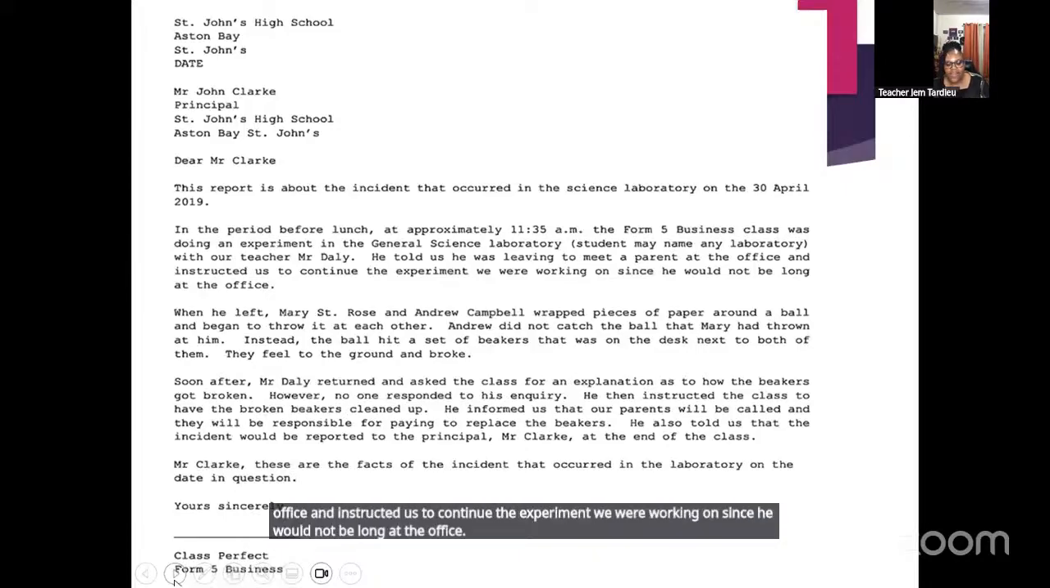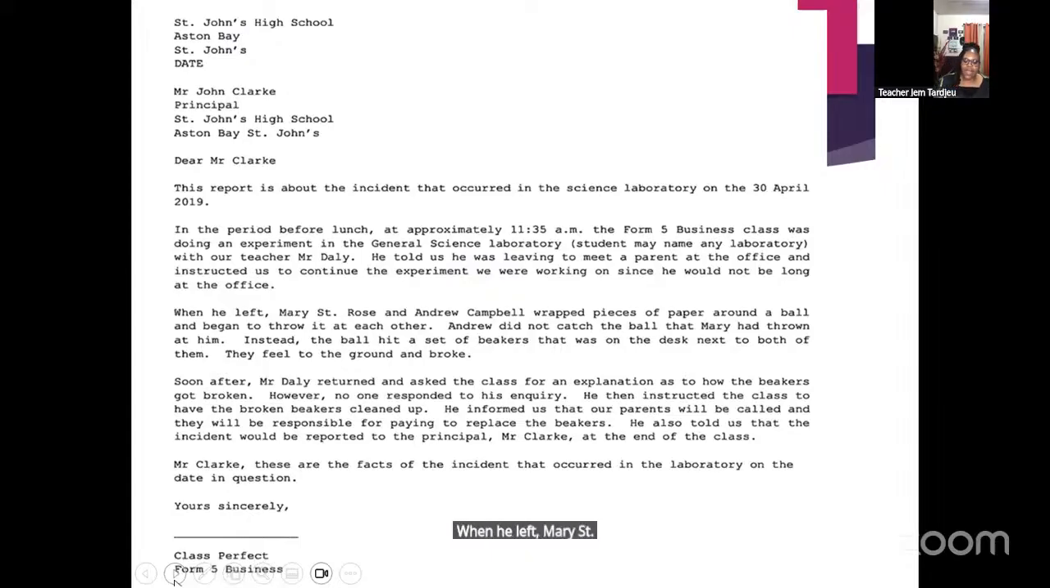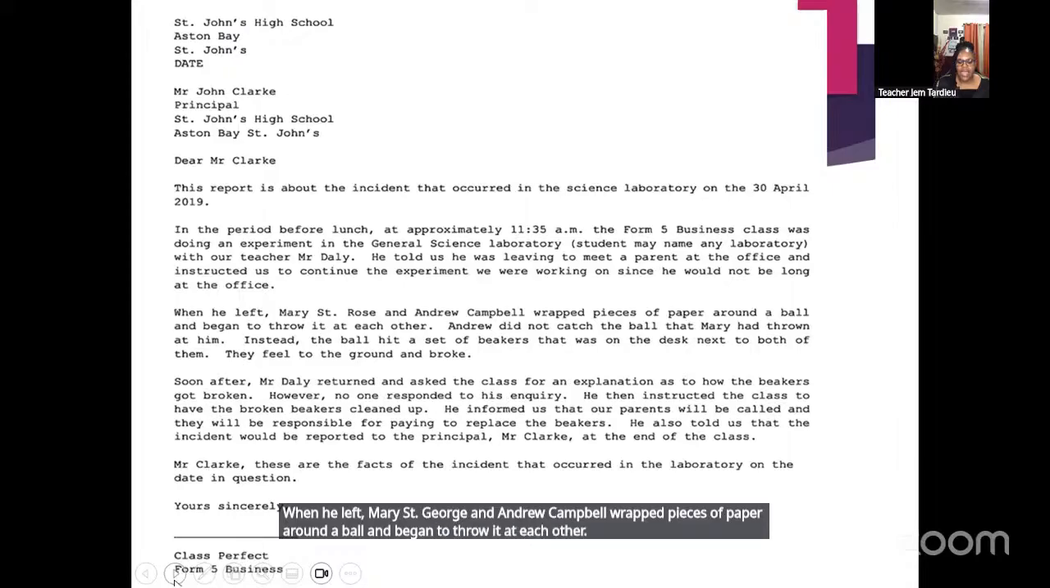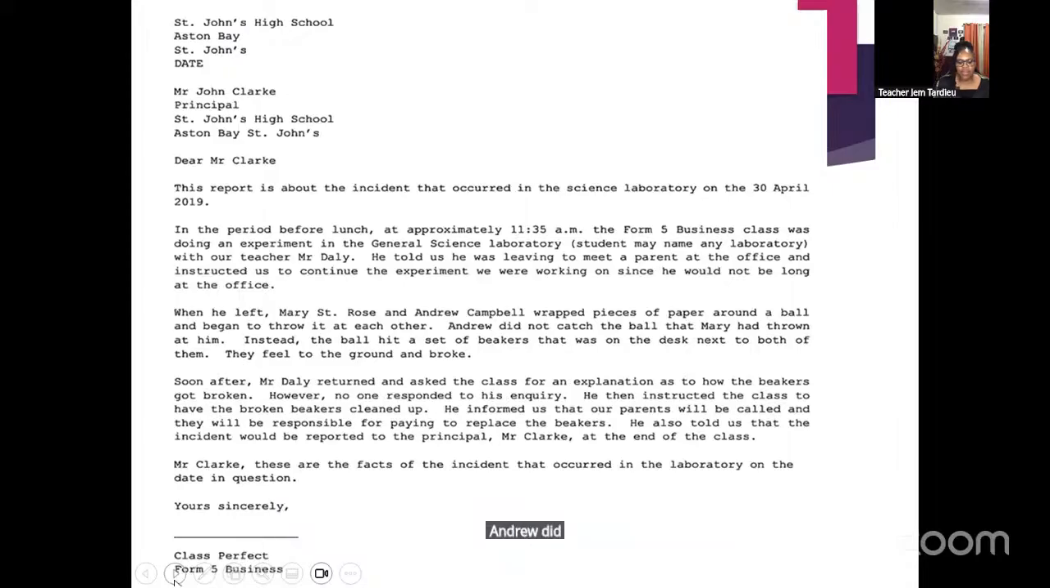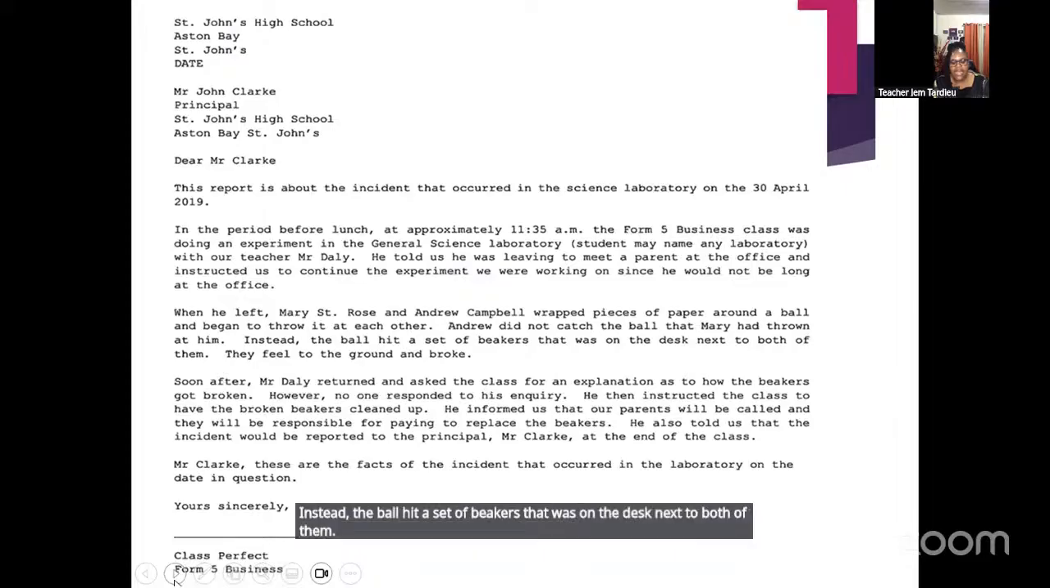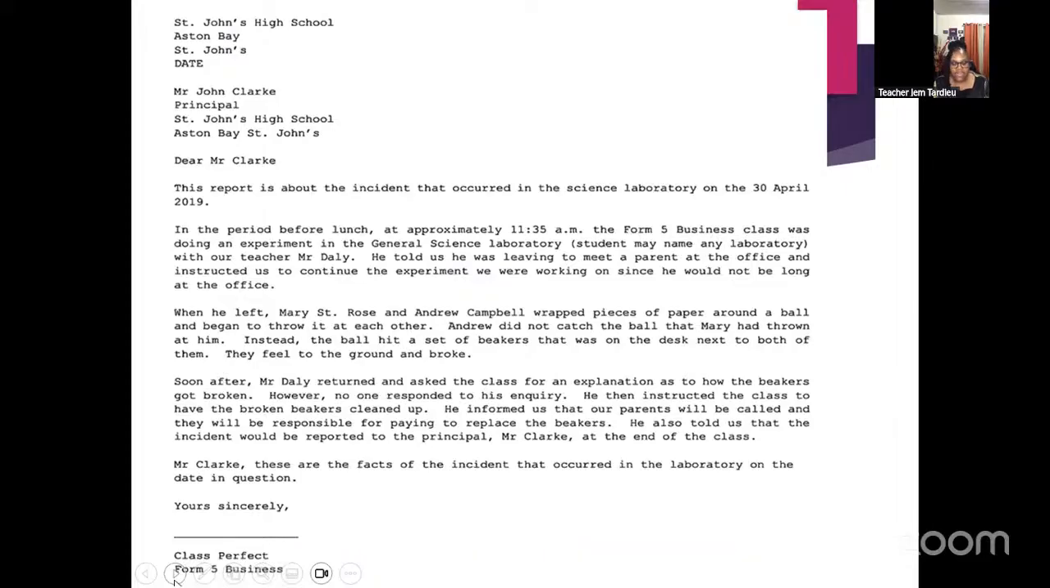When he left, Mary St. Joe's and Andrew Campbell wrapped pieces of paper around a ball and began to throw it at each other. Andrew did not catch the ball that Mary had thrown at him. Instead, the ball hit a set of beakers that was on the desk next to both of them. They fell to the ground and broke.